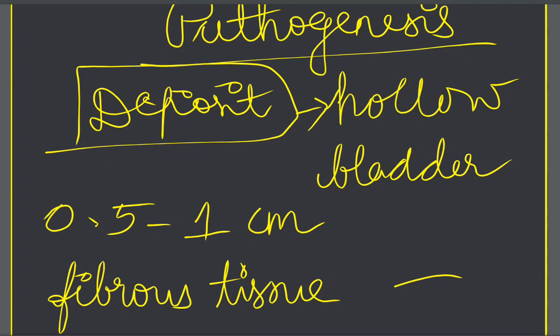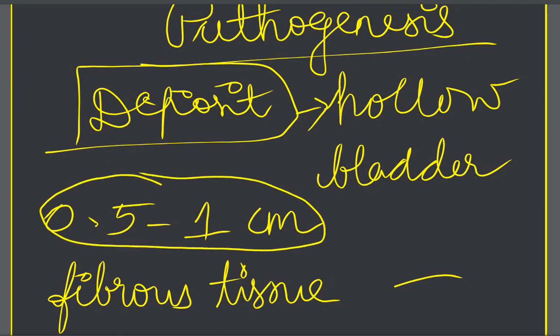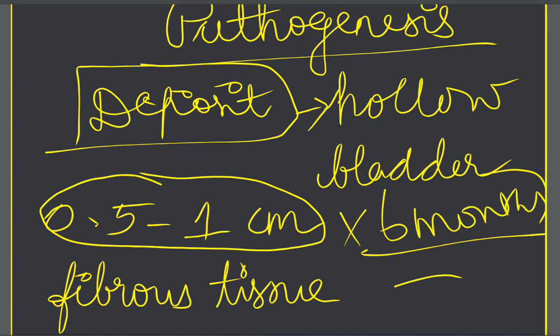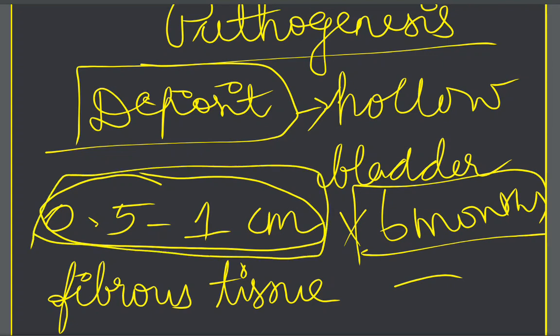The Greek word Hydatid means a drop of water. Okay, friends, how does the development take place? It enlarges slowly and reaches a diameter of 0.5 to 1 centimeter at about 6 months. It takes 6 months to reach that size. The growing cyst evokes host tissue reactions leading to the deposition of a fibrous capsule around it.